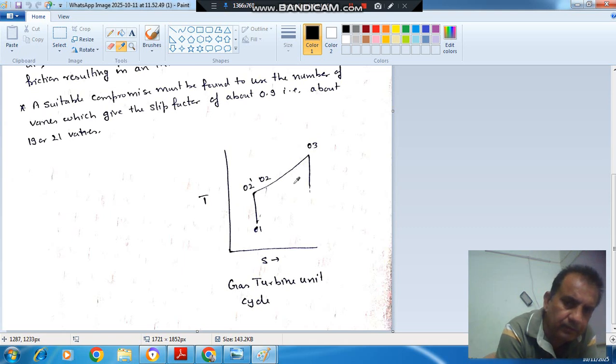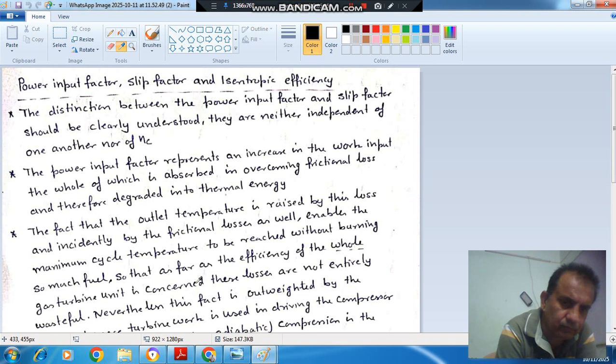So it means there will be more efficiency of the gas turbine unit, because we are supplying less amount of heat. Friction losses as well enable the maximum cycle temperature to be reached without burning so much fuel, so that as far as efficiency of the whole gas turbine unit is concerned, these losses are not entirely wasteful.